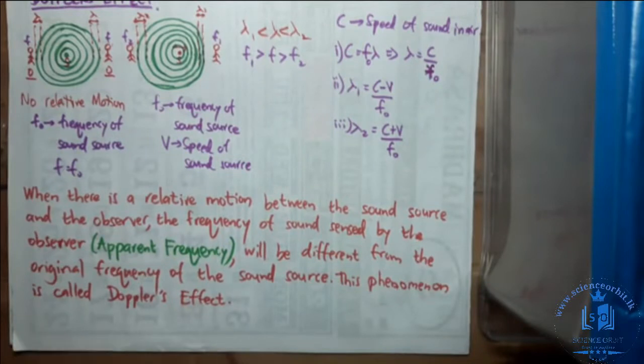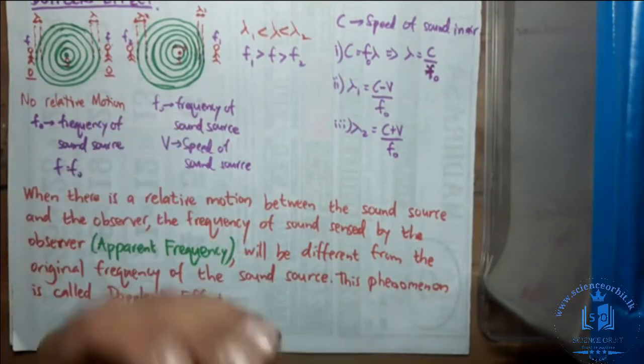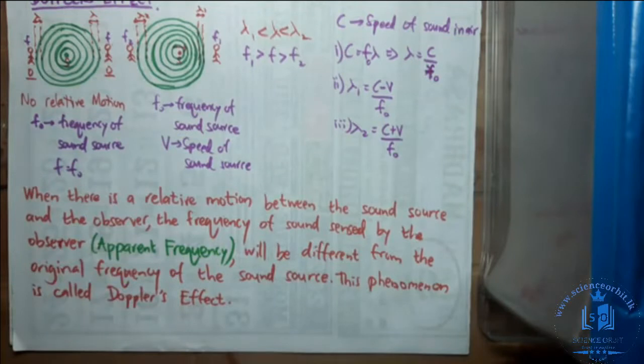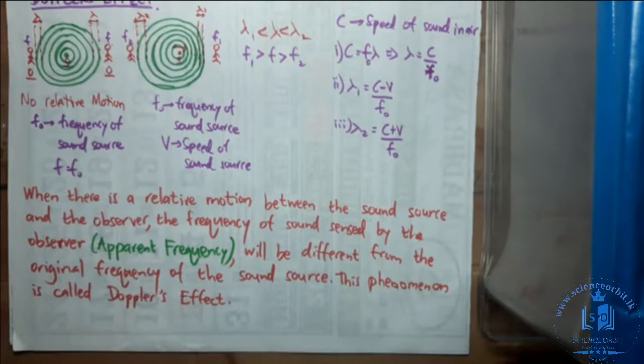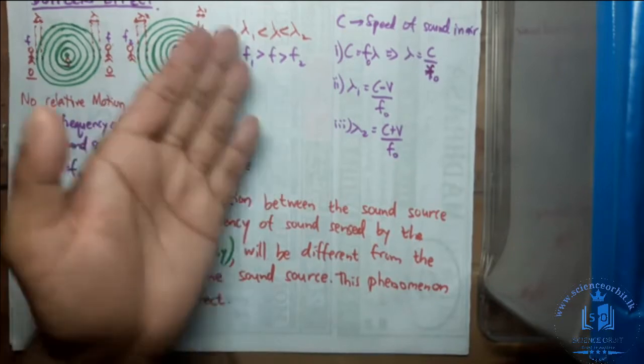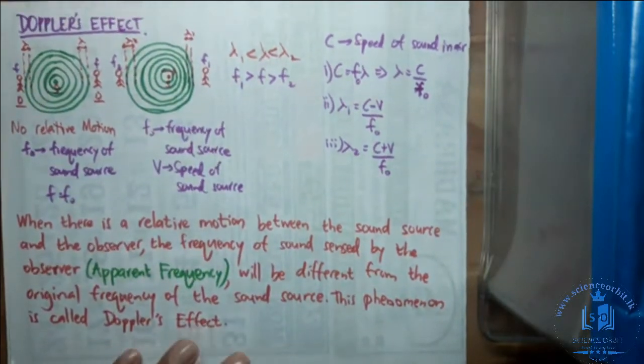Imagine there is a sound source, it is emitting a sound of 100 hertz. If I am just staying at rest and the sound source is also at rest, I will hear a sound and that sound will have a frequency of 100. But if there is a relative motion between me and the sound source, then I will hear a sound, but that sound will not have a frequency of 100 hertz. It might be greater than 100, it might be less than 100, depending on how the relative motion is. Okay, right. So this is the definition.